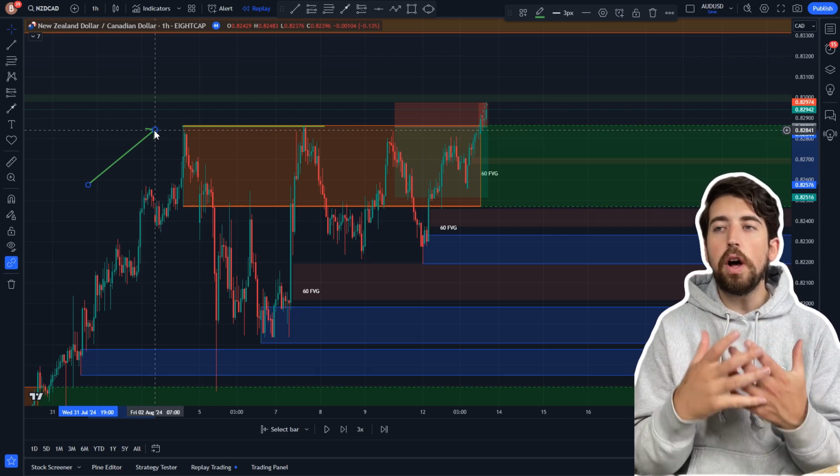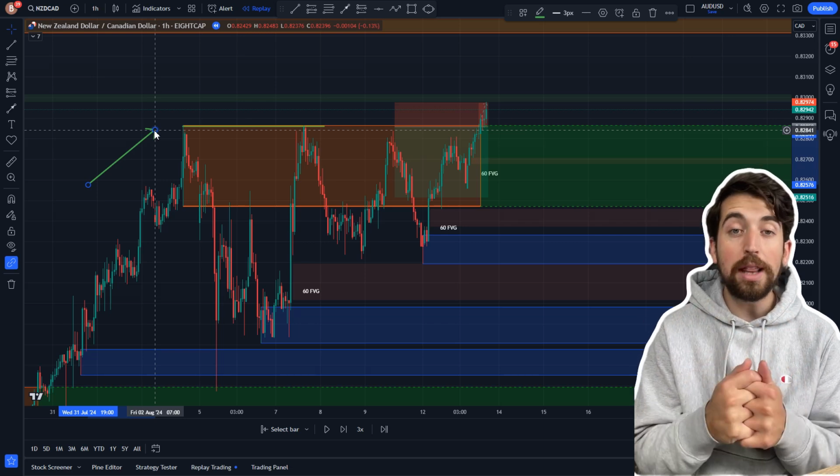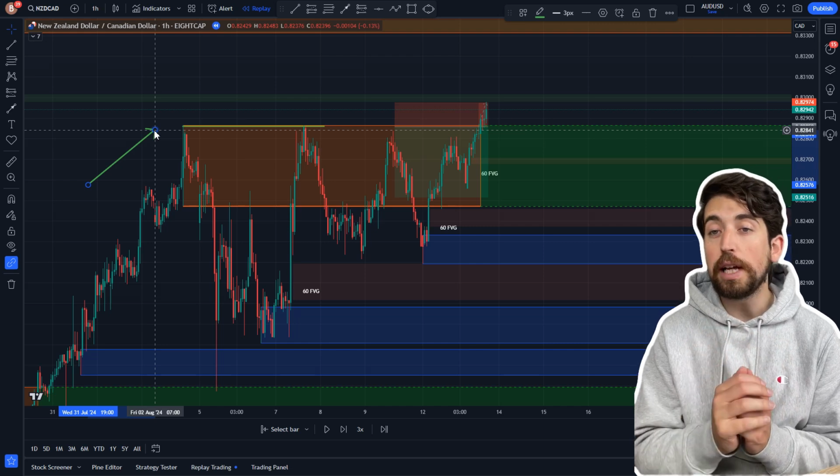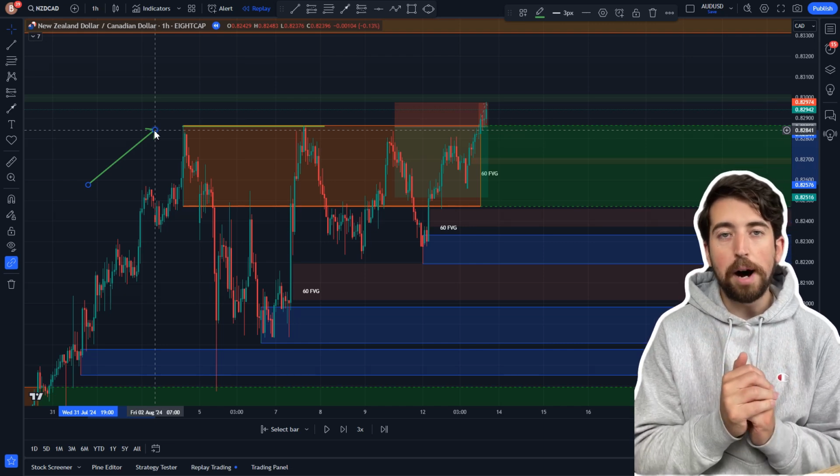Of course, there's a lot of things that we could do differently with this strategy as well, and I can refine it and refine it and refine it with different indicators, but those are for my mentorees.